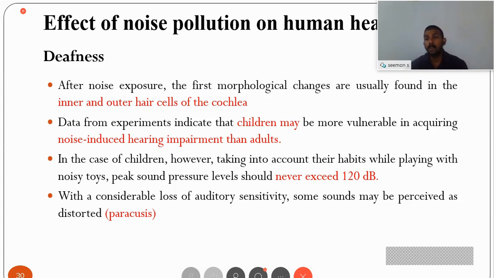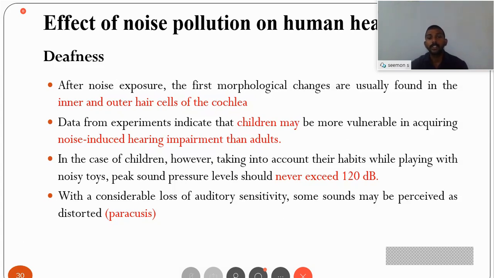Another thing is that children are affected faster than adults. Children are more susceptible to hearing loss as compared to adults. If children are exposed to above 120 decibels, hearing loss is already found. He will become deaf. That is the maximum value, as found in most research.